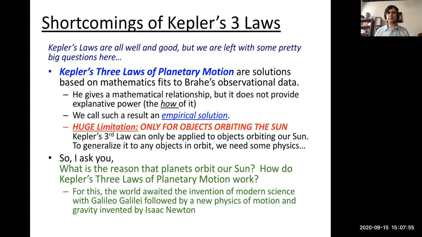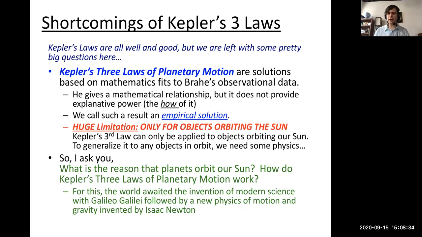You can't use Kepler's 3rd law as it's written here, just p squared equals a cubed, where p is in years and a is in AU, to figure out the orbital period of the moon around the Earth, because the moon orbits the Earth, not the sun. You can't use it to solve the orbital period of the Galilean moons orbiting Jupiter. You can't use it for planets in orbit around other stars that are not sun-like. So this only works for objects that are in orbit around the sun.